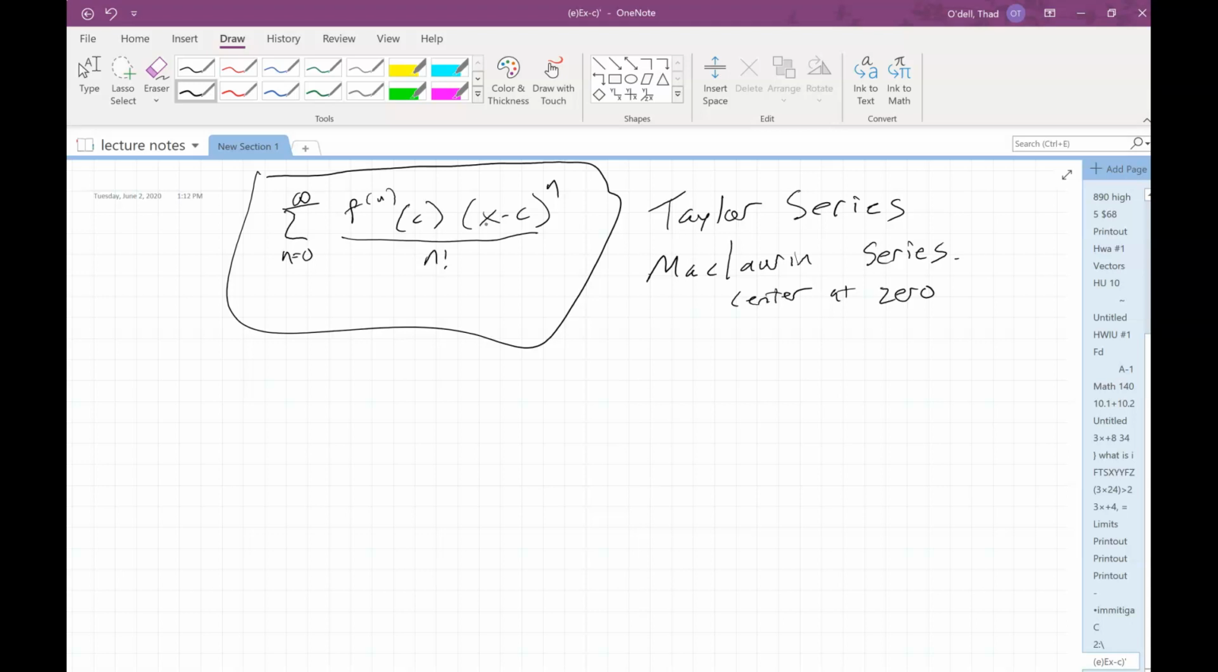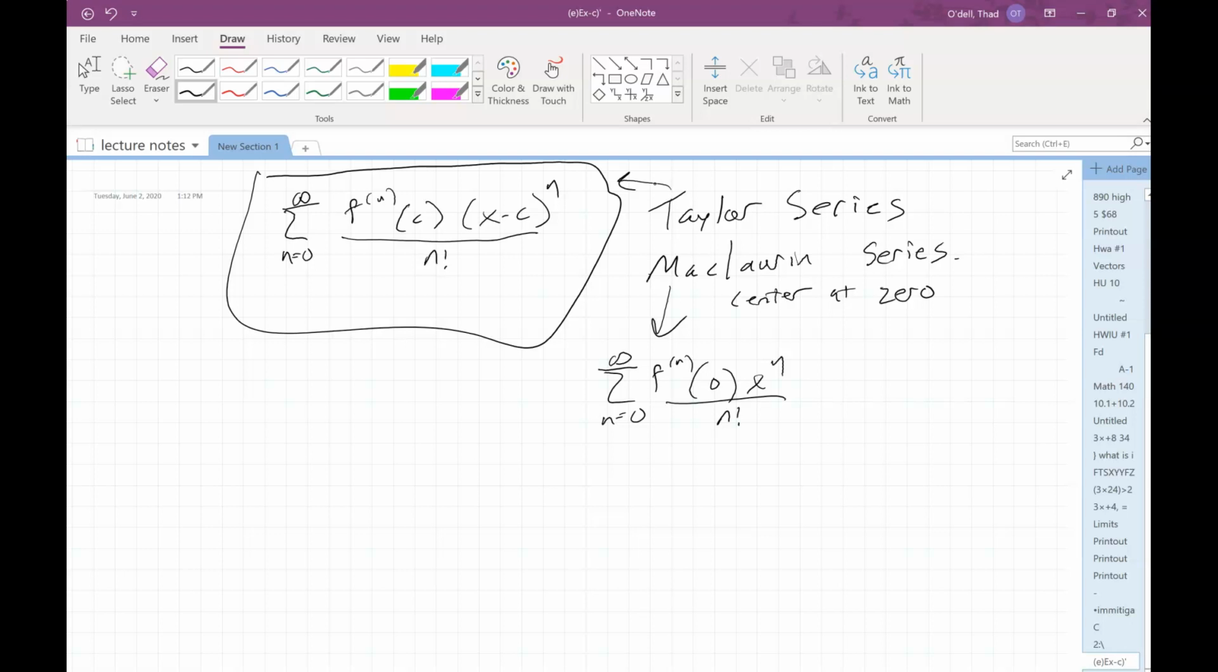All of the Taylor series will follow this form, which means all the Maclaurin series would follow a similar form, just that it would look like this: n equals 0 to infinity. So that would be the Maclaurin series, because you just put in 0 for c. Whereas for the generic Taylor series, you could put whatever number you want in for c.